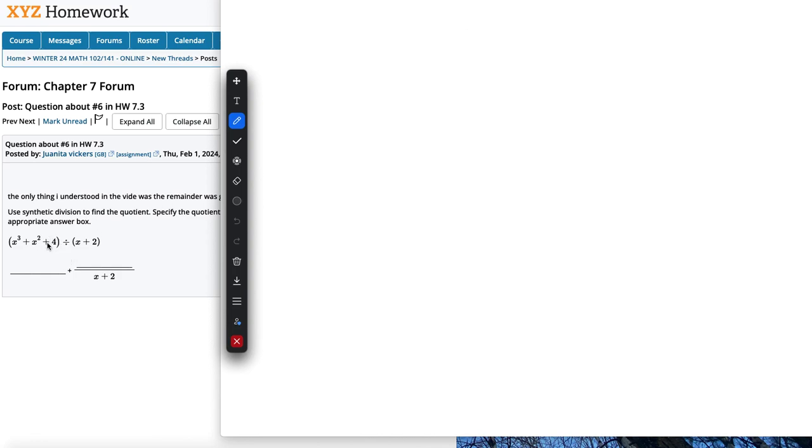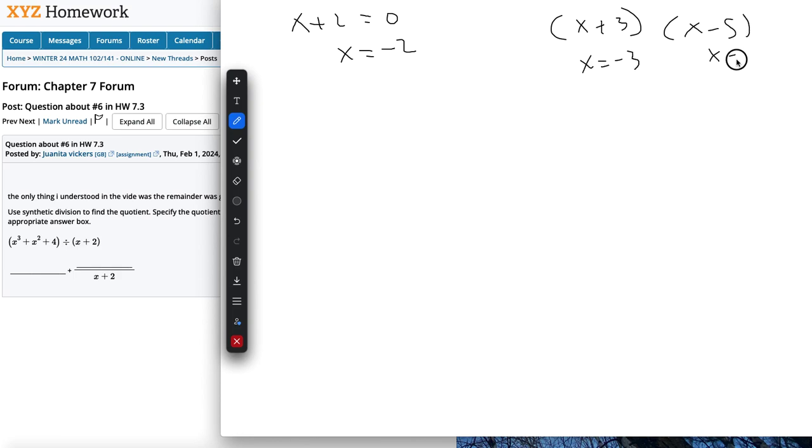Okay, so let's take a look. We're using synthetic division. When we do that, whatever this factor is, we use the zero from it. So if I had x plus 2 equals 0, then its zero is negative 2. It's the same as when we were factoring: we'd have x plus 3, x minus 5, and the zeros are their opposites. So that's what we're doing with this piece.